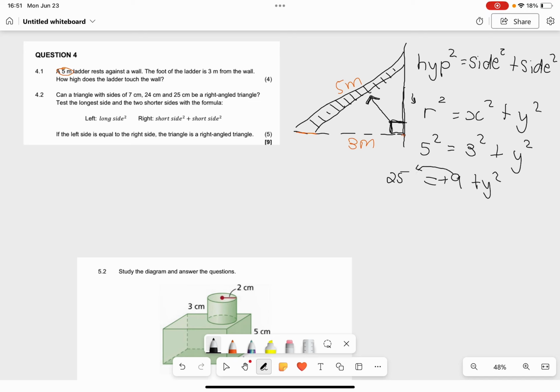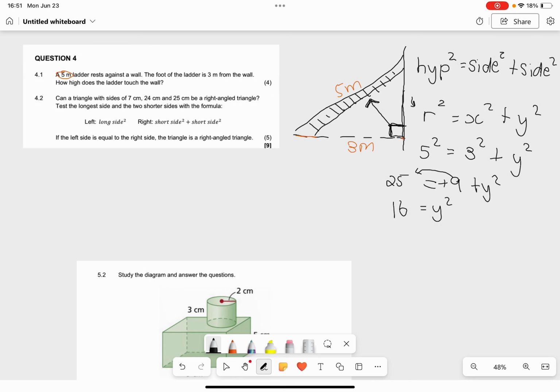It's positive 9 on the side, so when it goes over, it will be negative 9. 25 minus 9 is 16, which is equal to y squared. Then how do I get rid of a square? I square root on both sides. So that means the square root and the square cancel out, so I'm left with y. And the square root of 16 will be 4 meters.